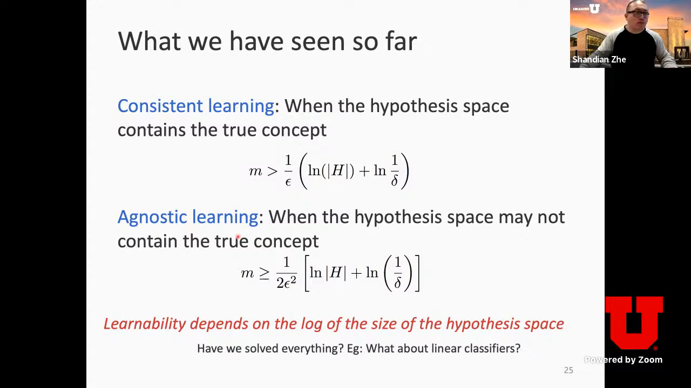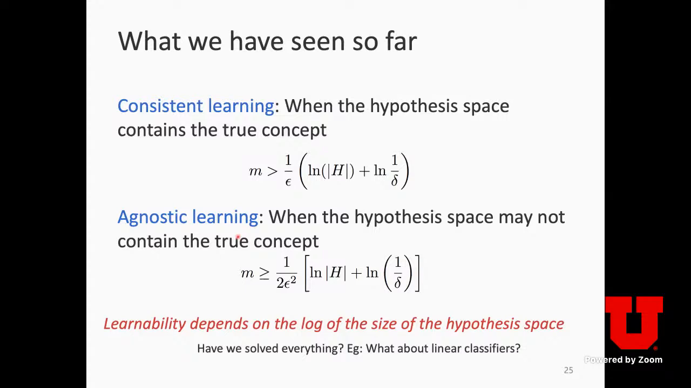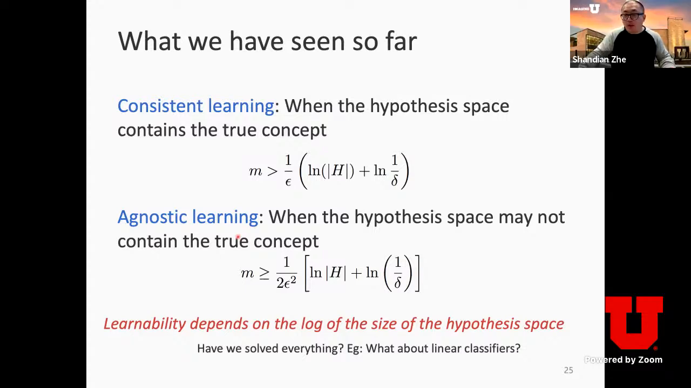That means your concept or target function is actually outside of your hypothesis space. No matter how exhaustively you search over the entire hypothesis space, you cannot find exactly a hypothesis which is the same as the true function, the ground truth, right? This is called agnostic learning.